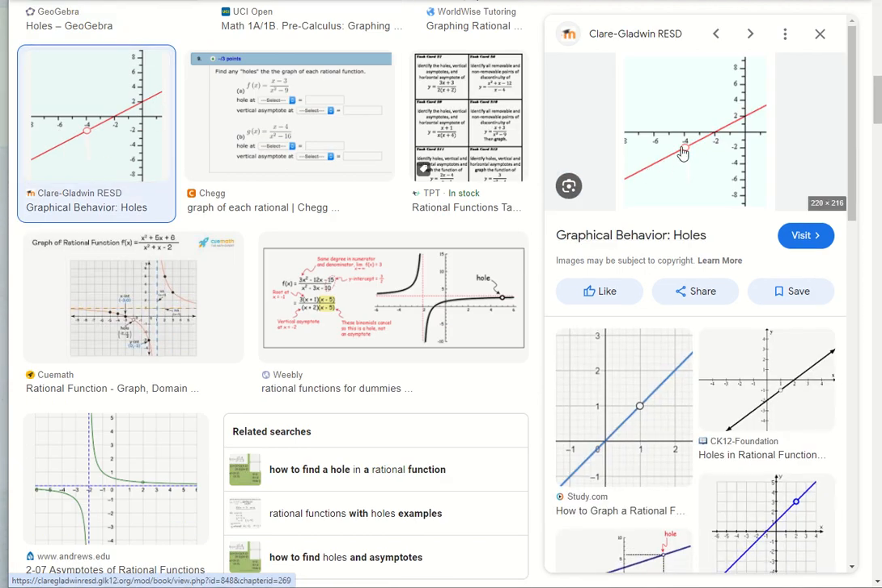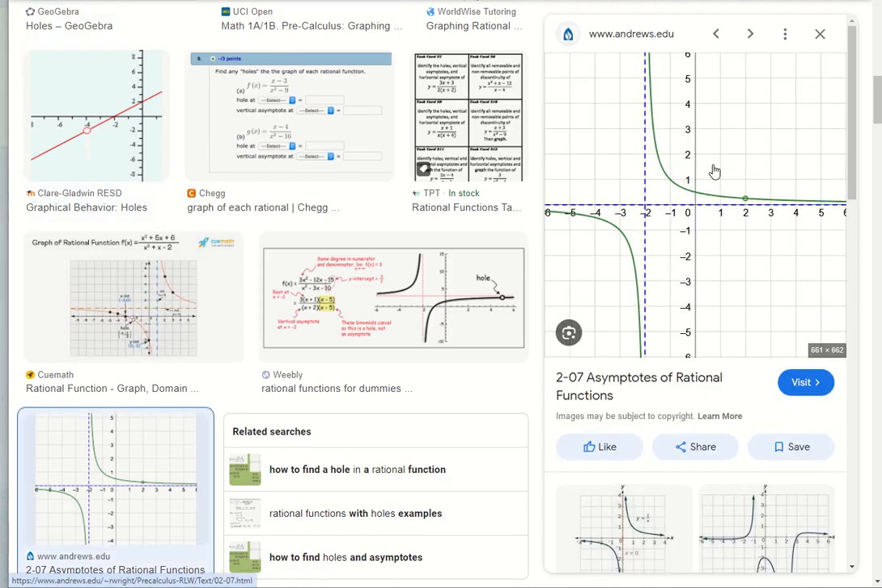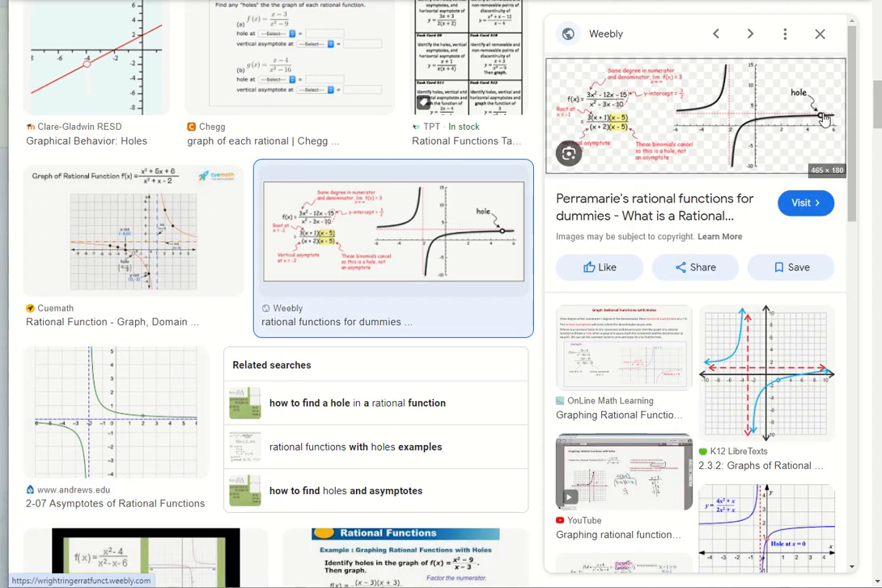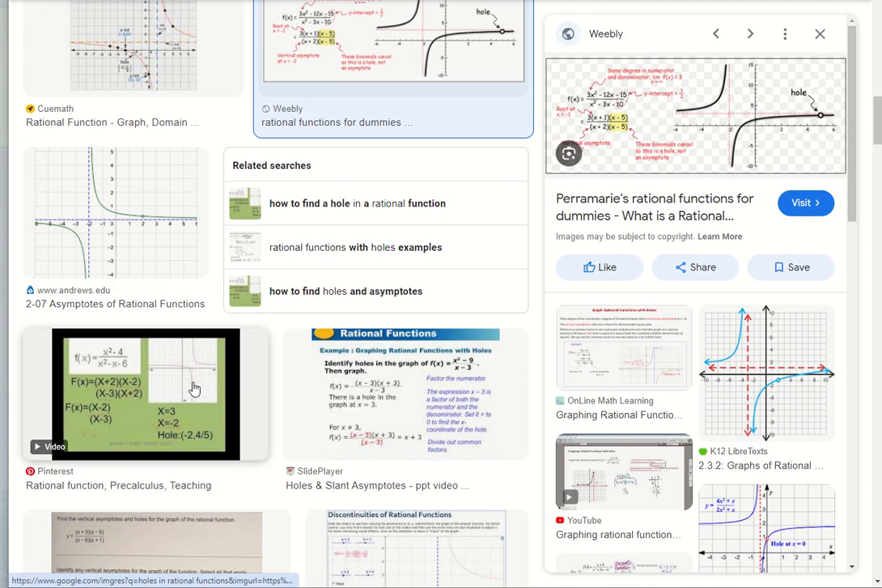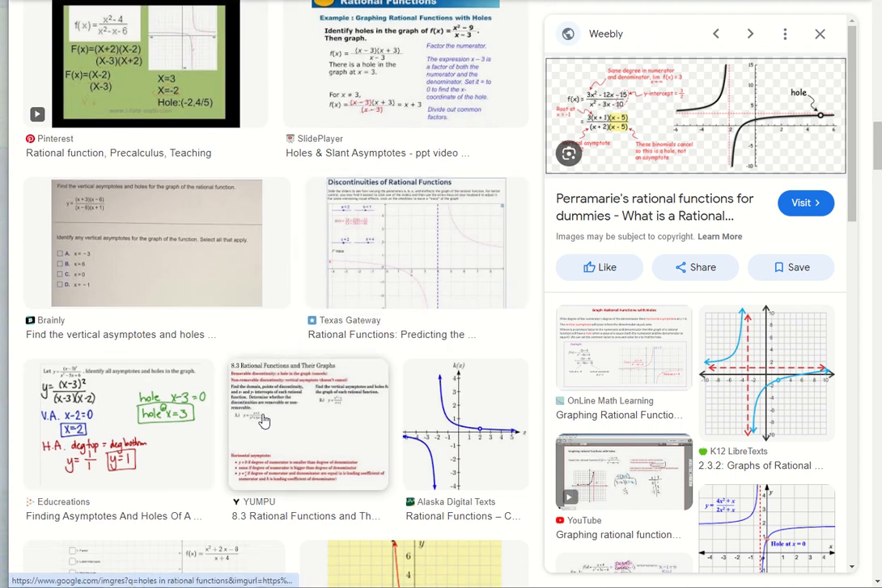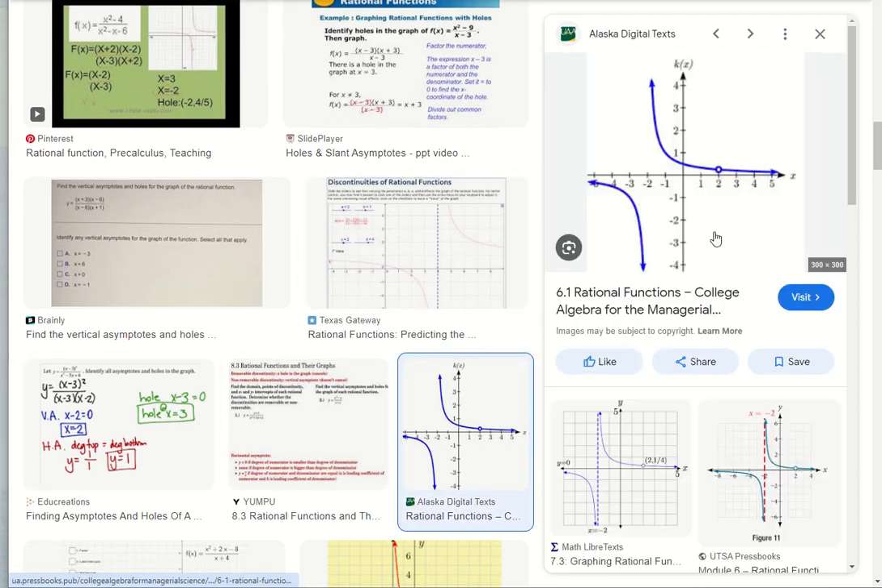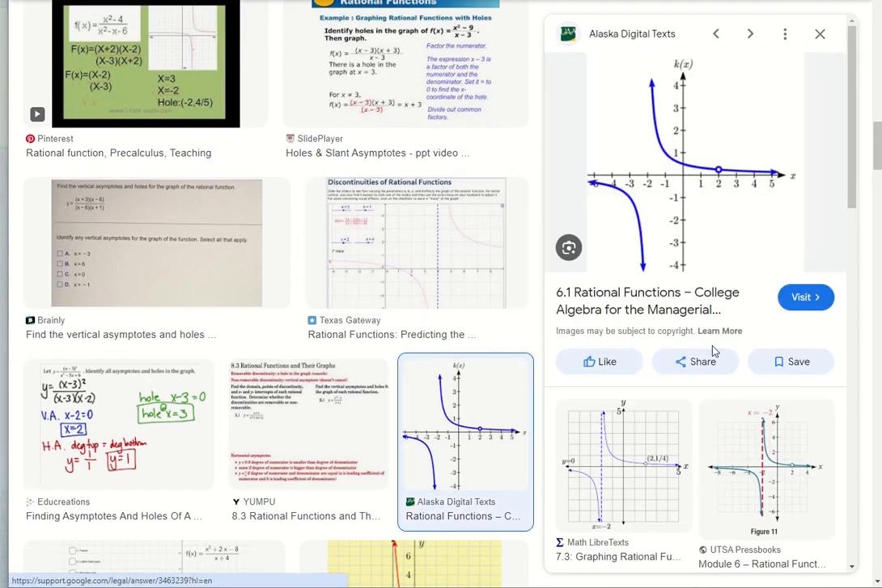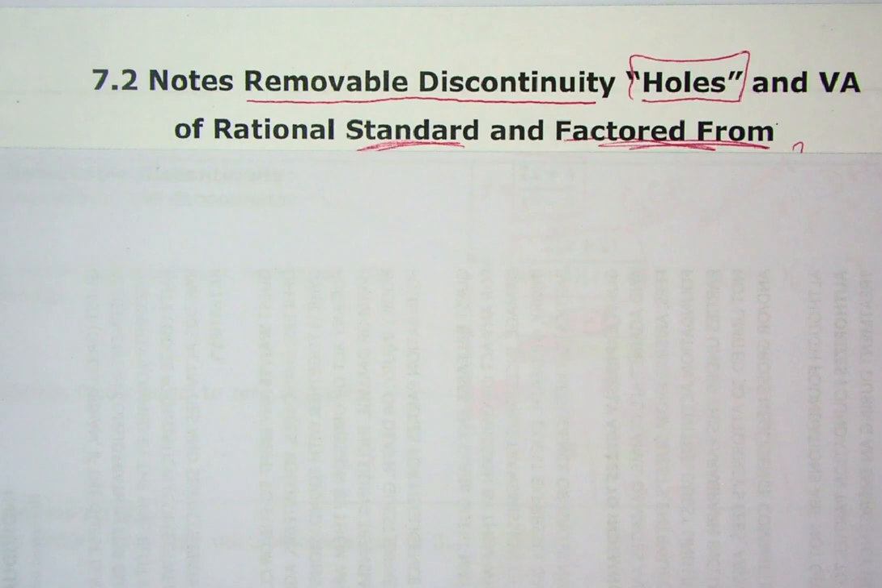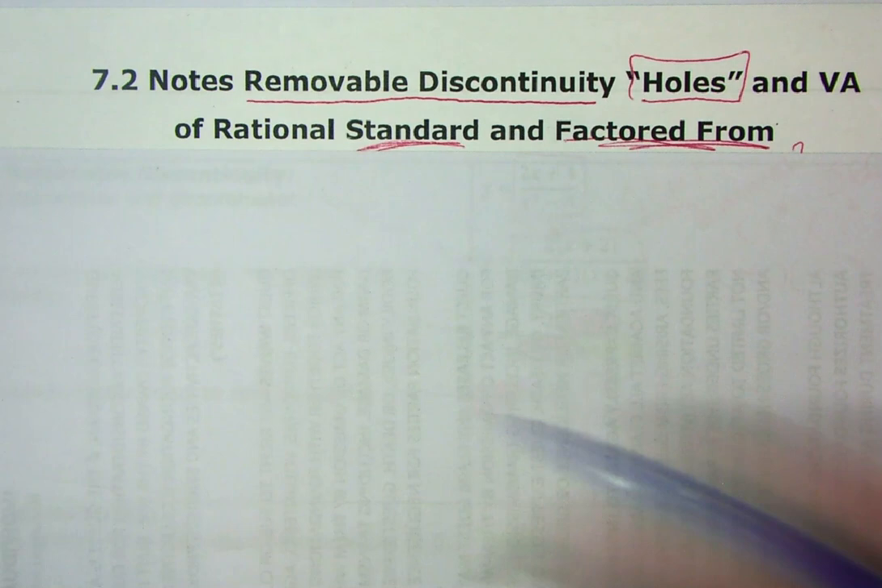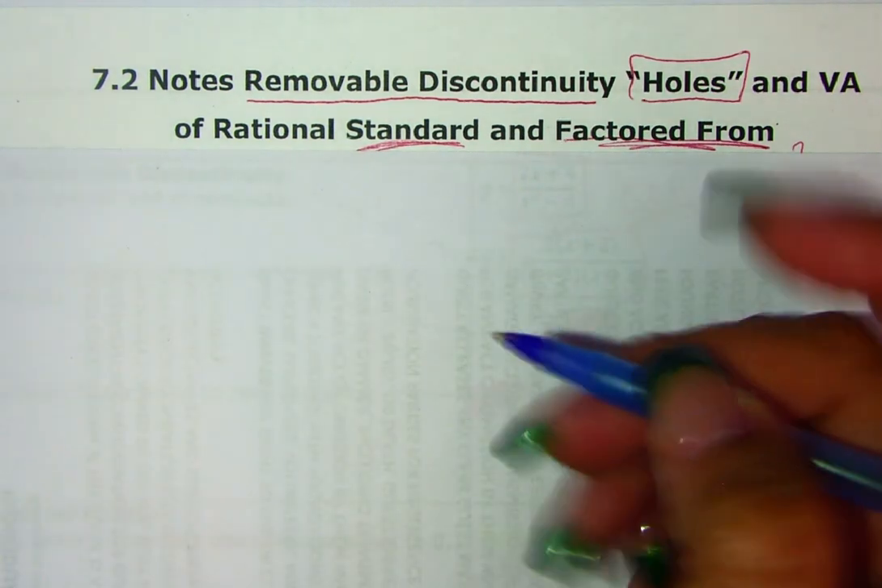So for example, right here, there's a little hole. Right here, there's a little hole. So this is how you can tell in a graph where there are holes. However, the calculator we use in class does not show you that hole, but it can show it to you if you knew what value you're looking for, which is what the notes are about. I'm going to show you algebraically how to find the hole, and then you can use your calculator to verify.